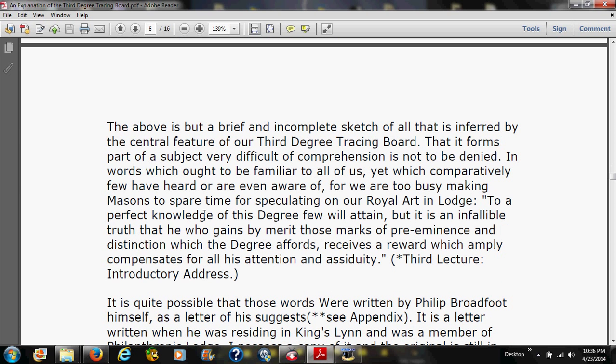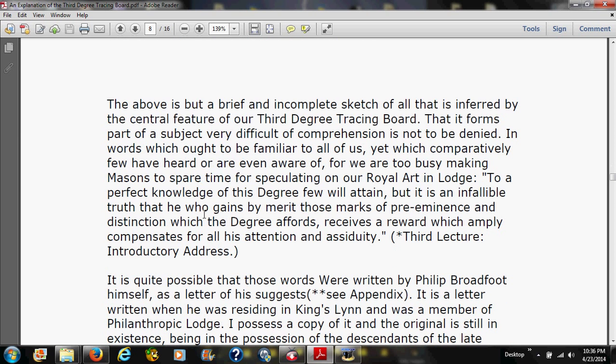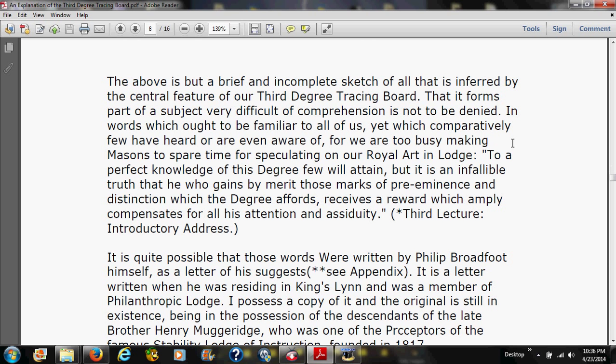The above is but a brief and incomplete sketch of all that is inferred by the central feature of our third degree tracing board, that it forms part of a subject very difficult of comprehension and is not to be denied.